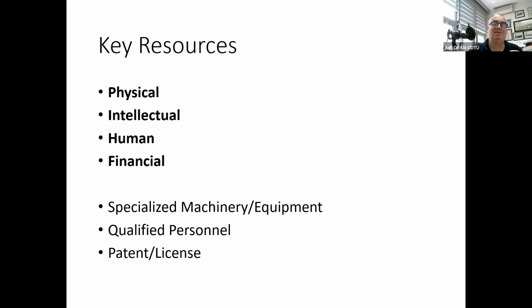But again, it's not just everything that you're using while trying to complete your business idea, but it is the things that are crucial, that are important, that are expensive, that are difficult to reach, that become the key resources.